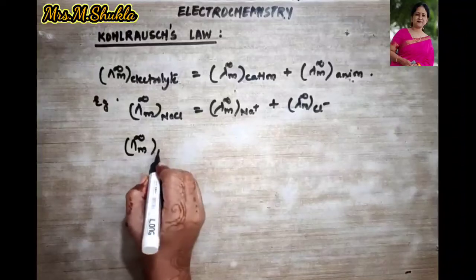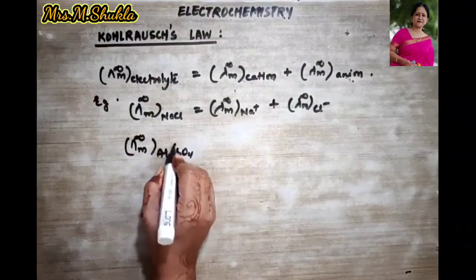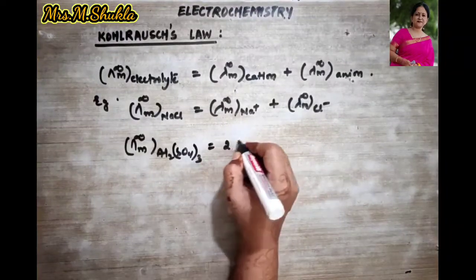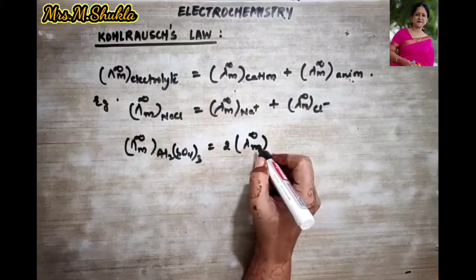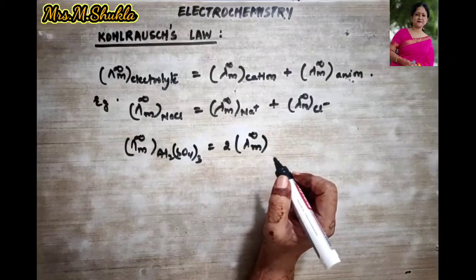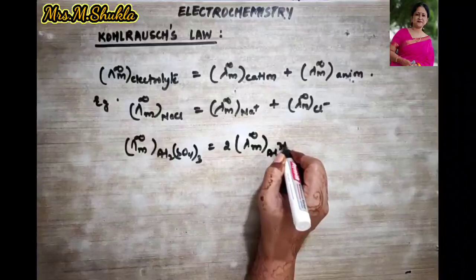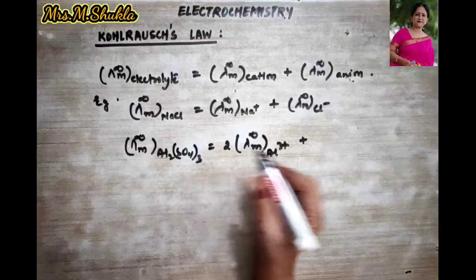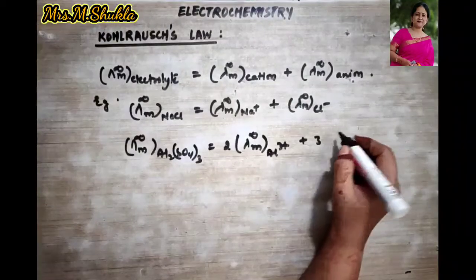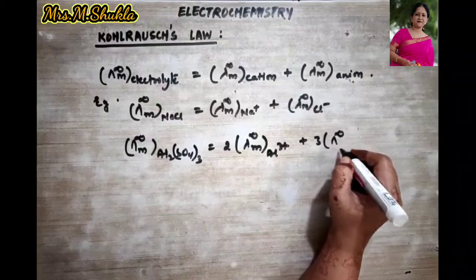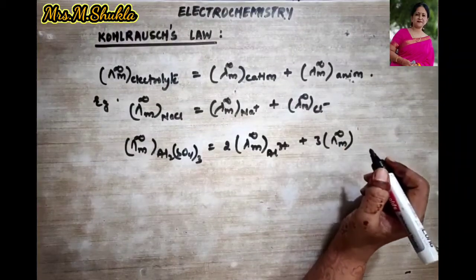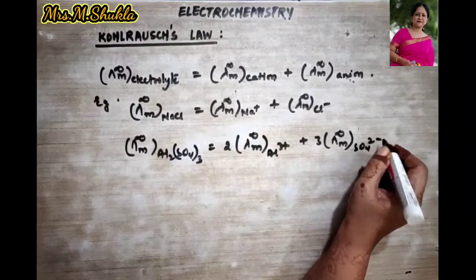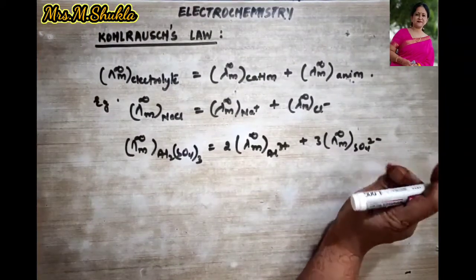Let's take another example, like the infinite dilution molar conductivity of aluminium sulfate. So this will be equal to 2 times the molar conductivity of aluminium ion at infinite dilution and 3 times the molar conductivity of sulfate ion at infinite dilution.